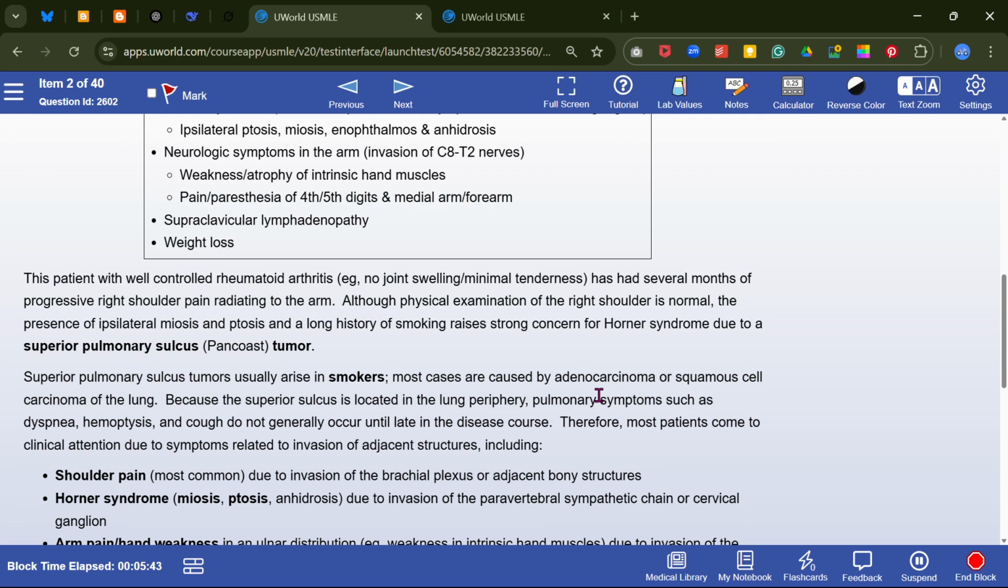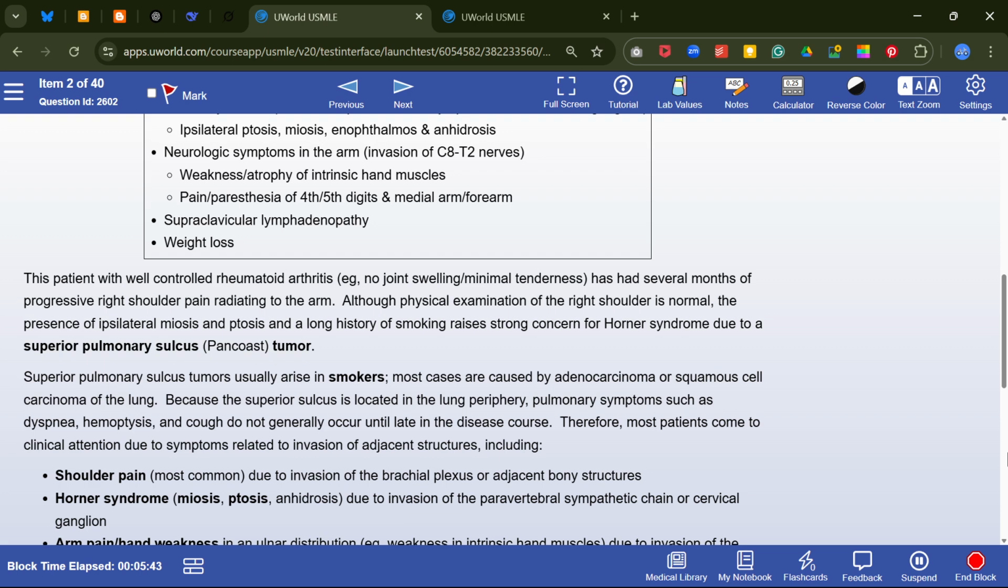This patient with well-controlled rheumatoid arthritis has several months of progressive right shoulder pain radiating to the arm, although physical examination of the right shoulder is normal. The presence of ipsilateral miosis and ptosis and a long history of smoking raises strong suspicion of Horner syndrome due to superior pulmonary sulcus tumor. Superior pulmonary sulcus tumors arise in smokers. Most cases are caused by adenocarcinoma or squamous cell carcinoma of the lung.